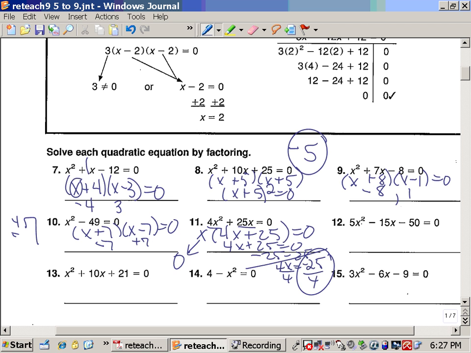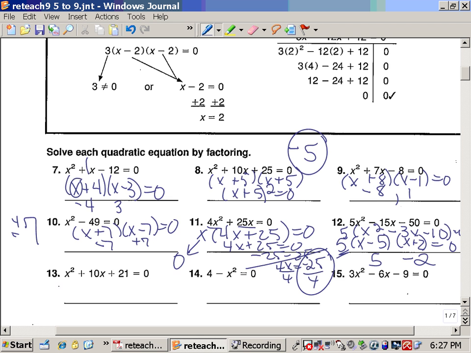All right, number 12. They all have a 5 in common, so I'm going to take a 5 out. That leaves x squared minus 3x minus 10 equals 0. Find two things that multiply to give me negative 10 and add to give me negative 3. The 5 would have to be negative and the 2 would be positive. Now remember, if there's a 5 in front with no variable, then I'm not going to use that as a solution. This 5 here is going to be a positive 5 for the solution. And the second solution is going to be negative 2.